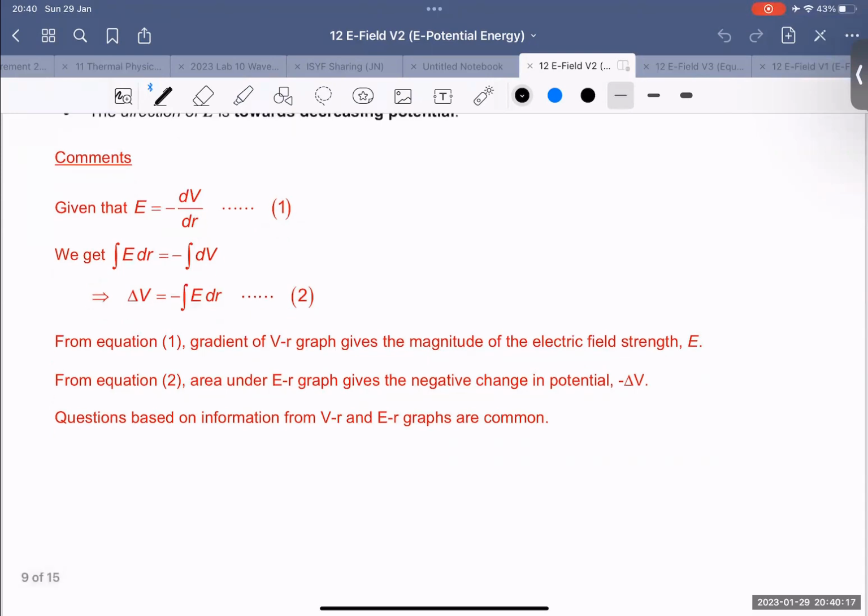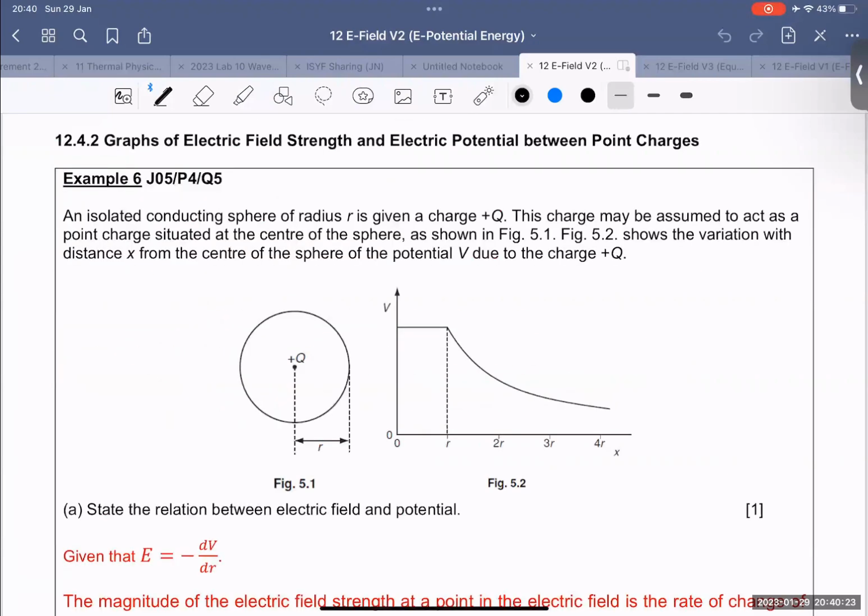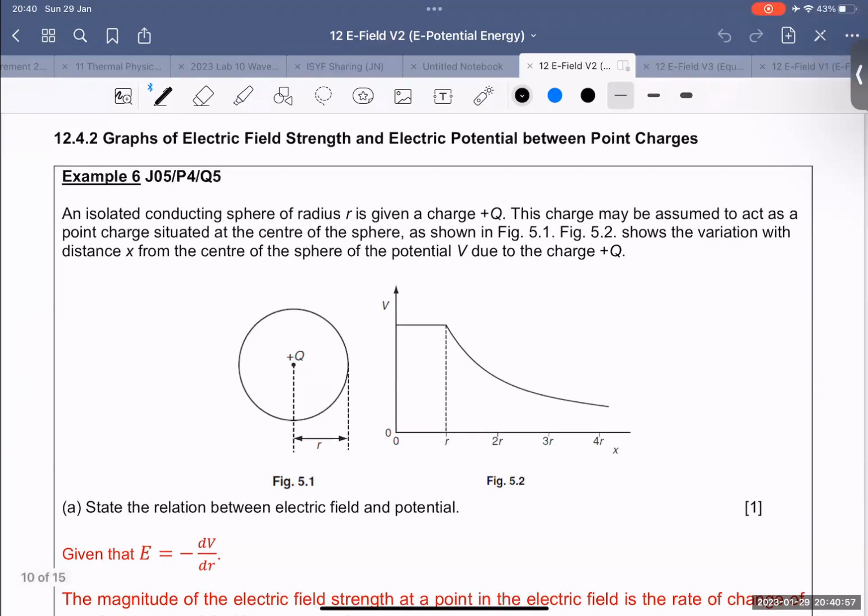Graphs of electric field strength and electric potential between point charges. An isolated conducting sphere of radius r is given a charge of plus q. This charge may be assumed to act as a point charge situated at the center of the sphere, as shown in figure 5.1. Figure 5.2 shows the variation with distance x from the center of the sphere of the potential V due to charge q. State the relation between electric field and potential.